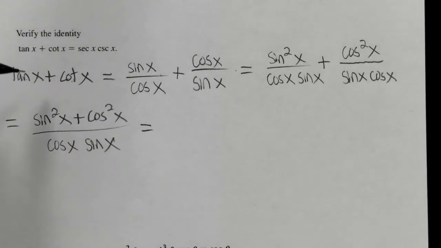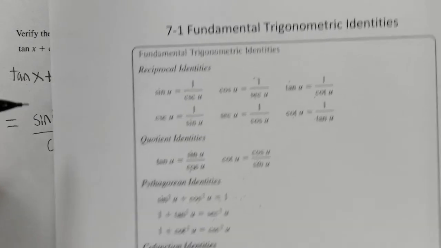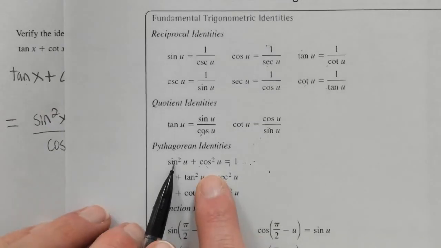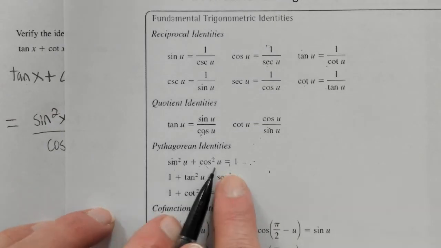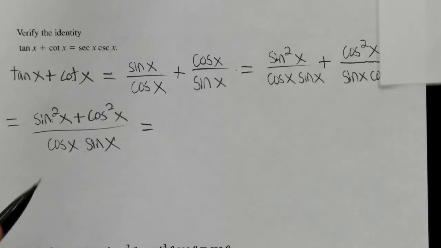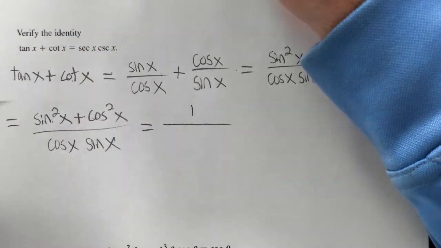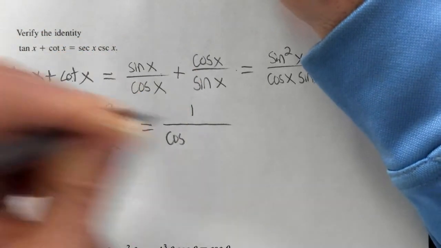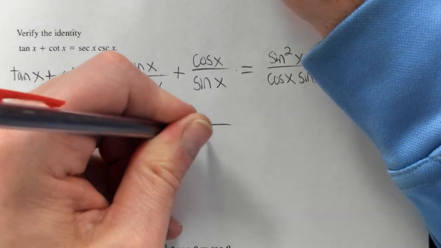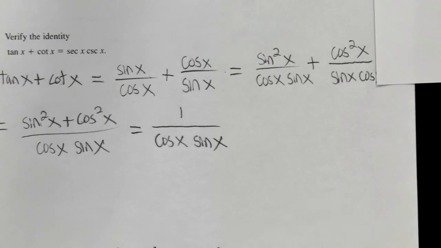Remember they said a lot of times turning things into sine and cosine is beneficial because there are a lot of formulas that involve the sine and the cosine. So when I'm looking at this now, what's sine squared plus cosine squared equal to? It's equal to 1. And so now I'm going to change that to 1 over cosine x times the sine of x. All right, so that gets me a little bit simpler.